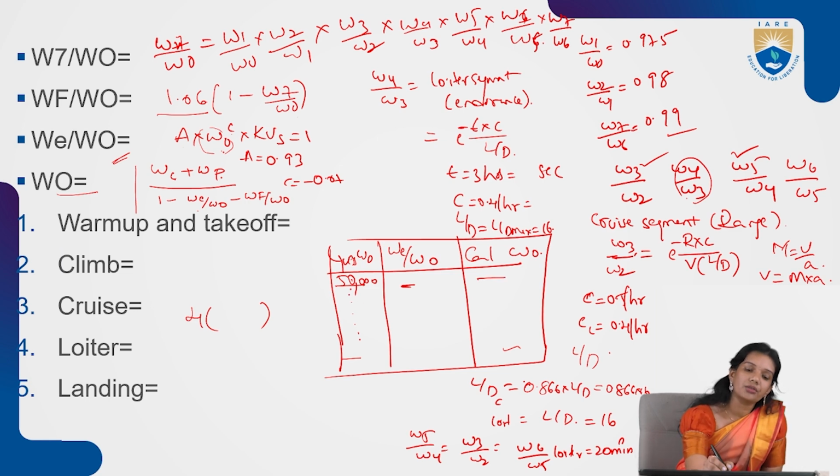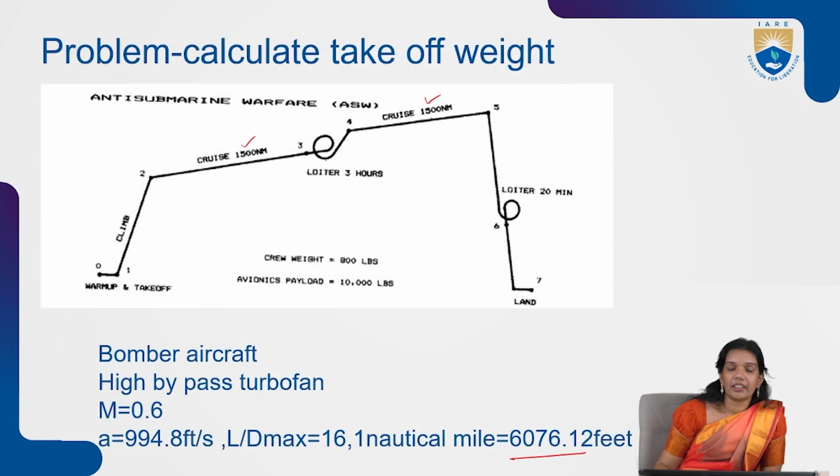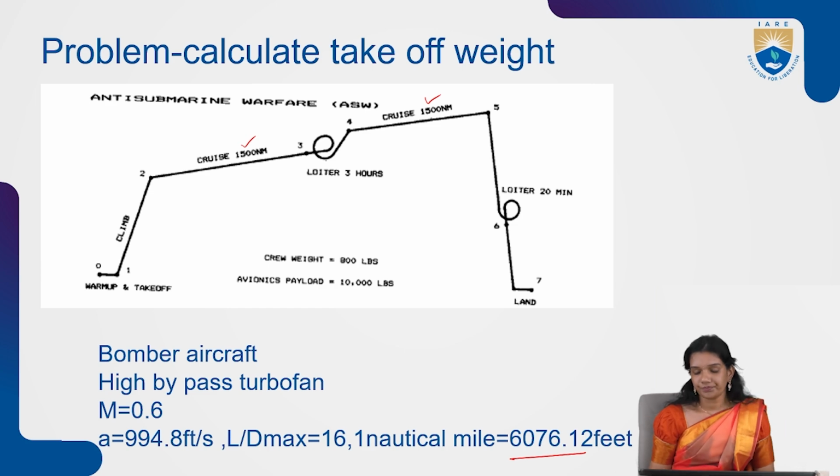Now I continue this. My iterations are going to continue until it converges, right? Until I get a similar number, my guess weight is going to be almost equal to my calculated weight. That is the calculated weight which I assume it is going to be for anti-submarine warfare according to the given parameters. So that is how we calculate a takeoff weight for any given mission profile.